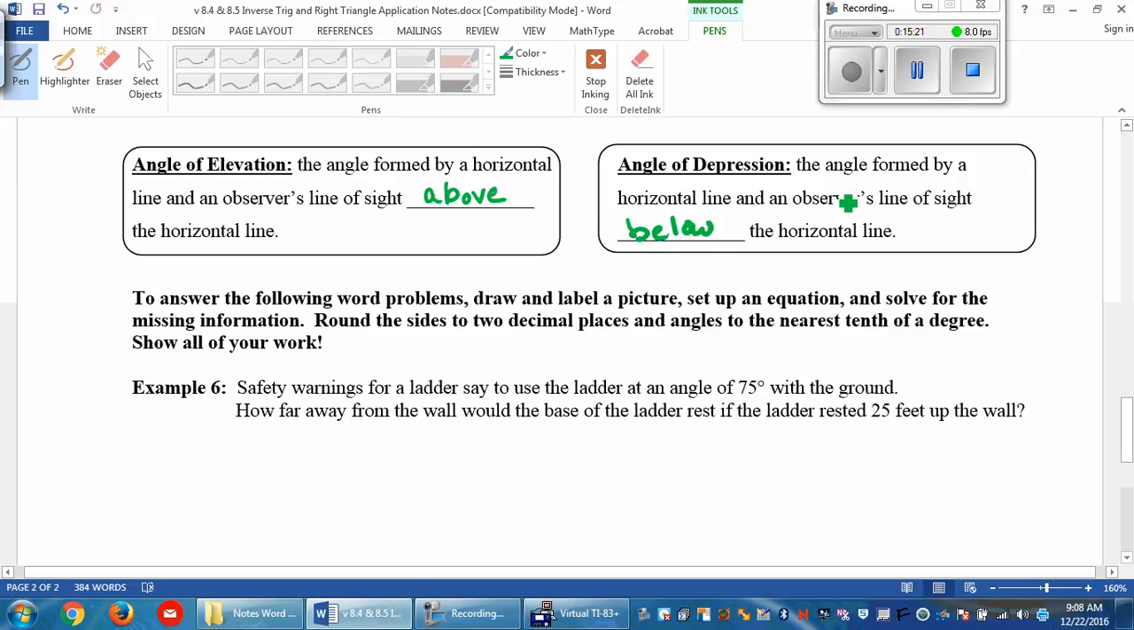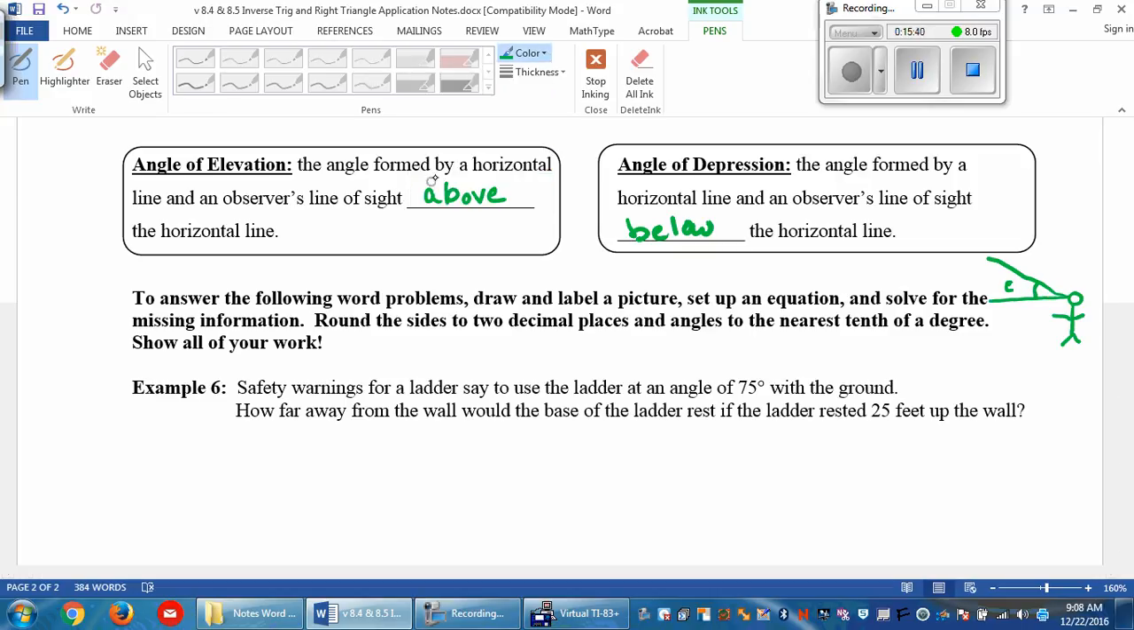So basically what I'm saying is if you had somebody and they were looking, okay, they have a person here, and here's their line of sight horizontally, their vision of what they can see up here, this is the angle of elevation.